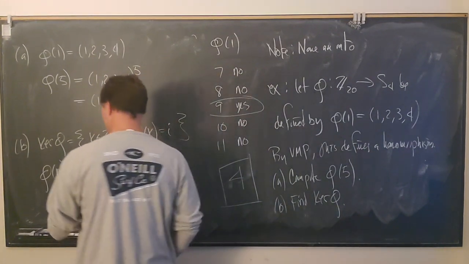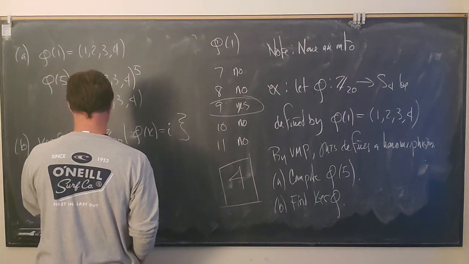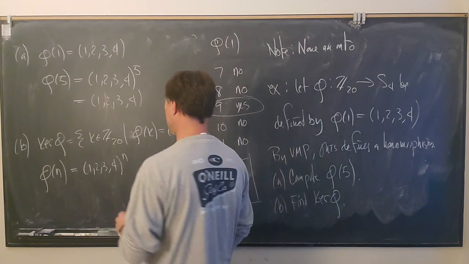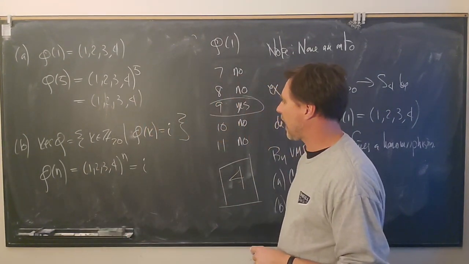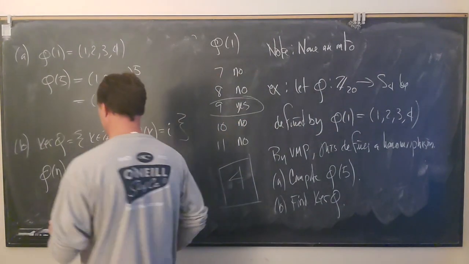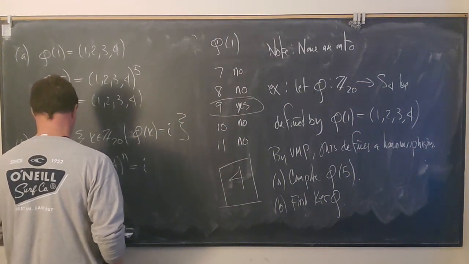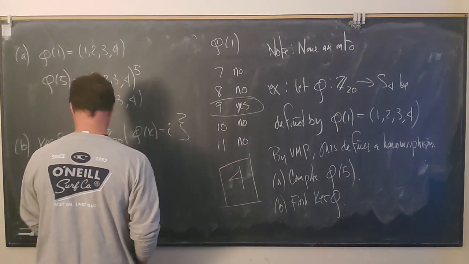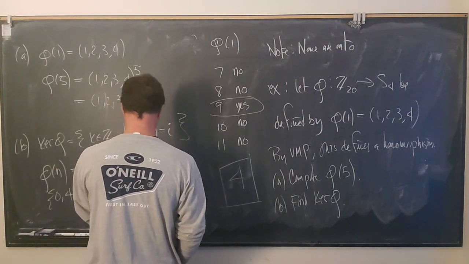So phi of n is equal to (1 2 3 4) raised to the n. We need this to be equal to the identity. And when is that going to happen? It's going to happen when n is a multiple of 4. And so what we get is 0, 4, 8, 12, 16. That's equal to the kernel of phi.